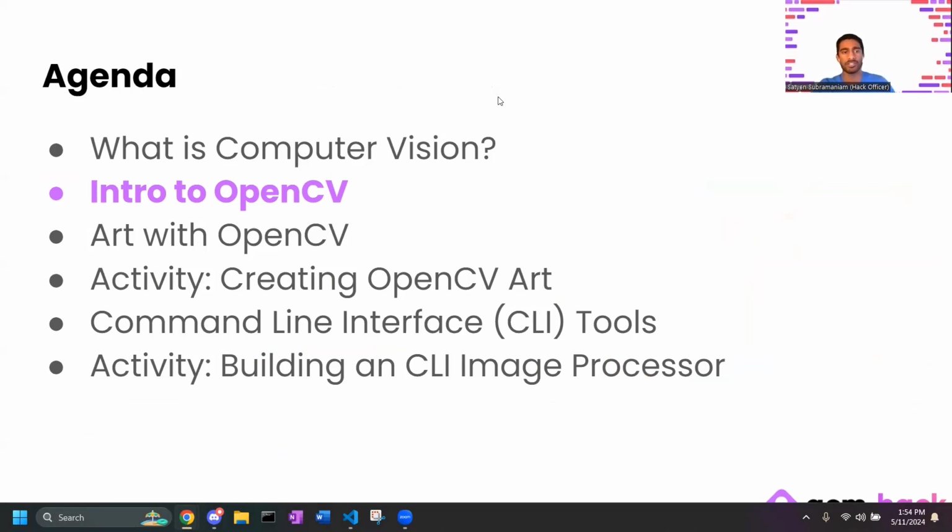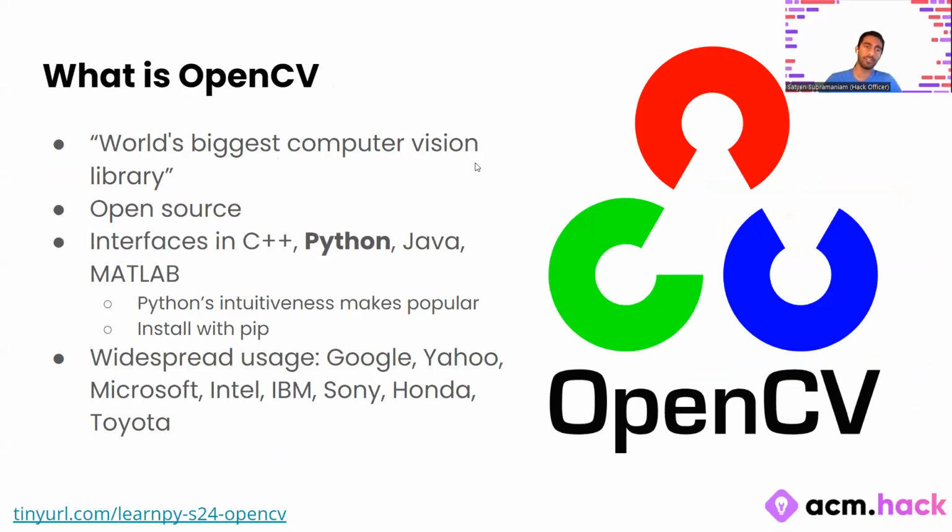Okay, awesome. So let's go on to what OpenCV is. OpenCV defines themselves as the world's biggest computer vision library. They are an open source library, which means anyone can technically contribute to them. And they have interfaces in C++, Python, Java, and MATLAB, if you're so inclined.